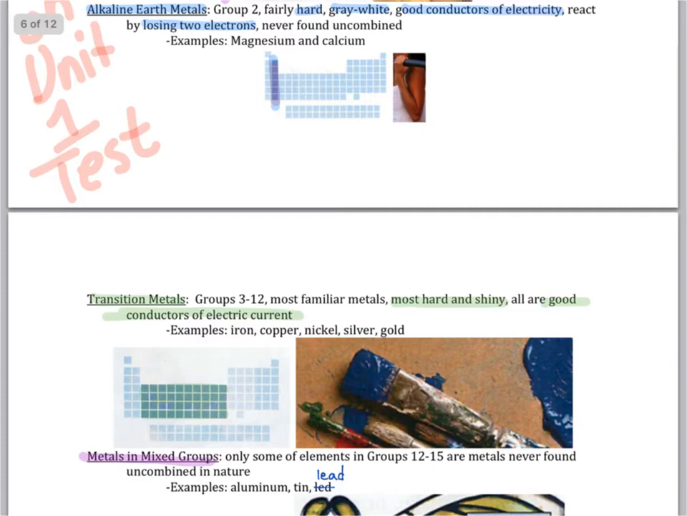Then we get to this large group here in the center of transition metals. That includes groups 3 through 12, and those are the metals that you are probably most familiar with. They are mostly hard and shiny. They are all good conductors of electrical current, and they include things like iron, copper, nickel, silver, and gold. You can see that some of these actually are found in paints.